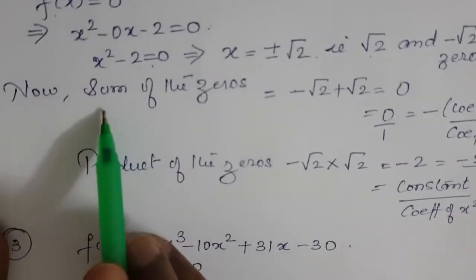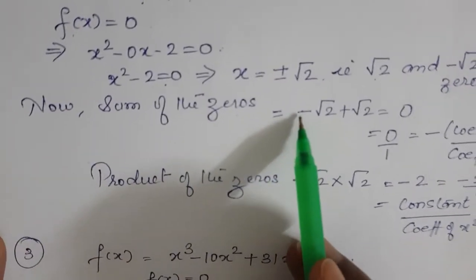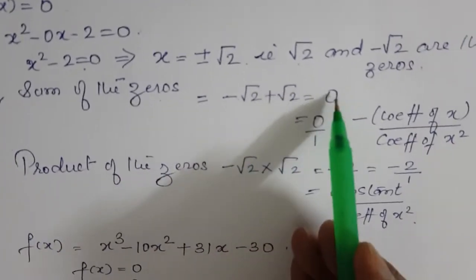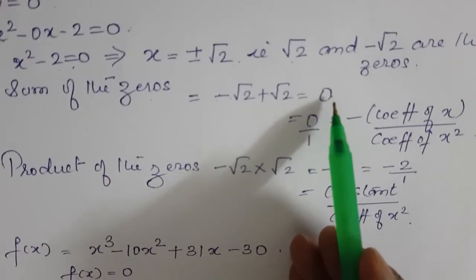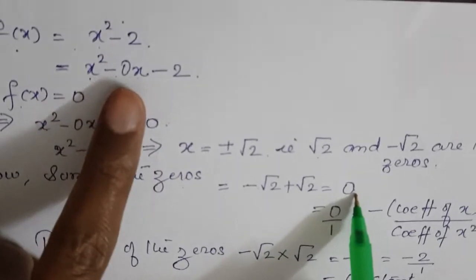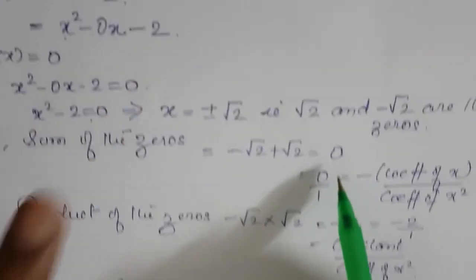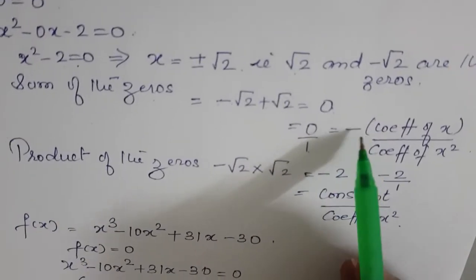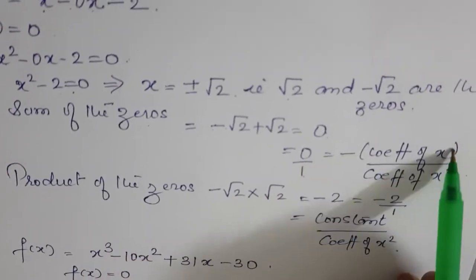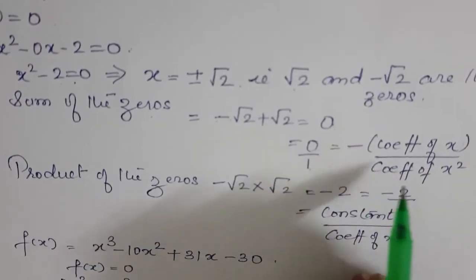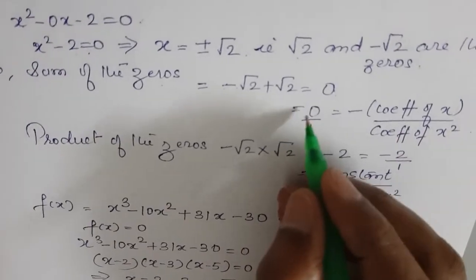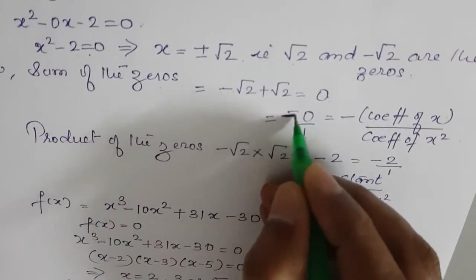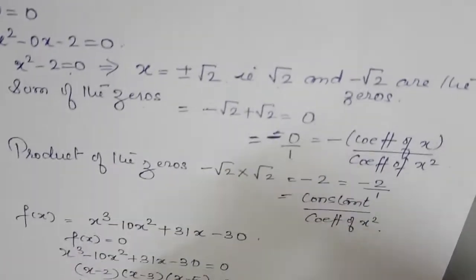Now we'll find out the sum of the zeros. Sum of the zeros is equal to minus root 2 plus root 2, and that is equal to 0. And this 0 is nothing but the coefficient of x here in the polynomial. So that is equal to 0 by 1, and hence it is minus of coefficient of x upon coefficient of x square. This 0 can be written as minus 0. It doesn't matter, right? Okay.